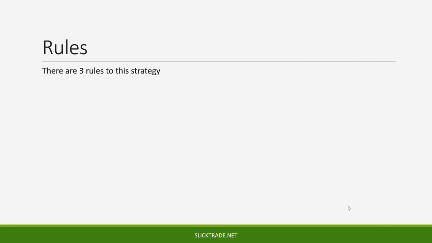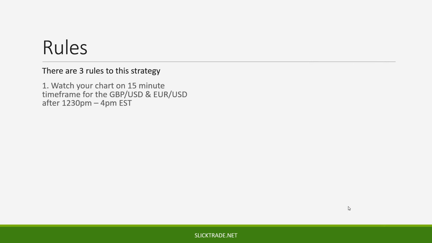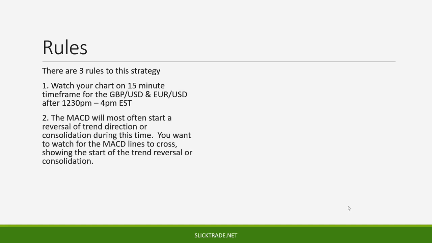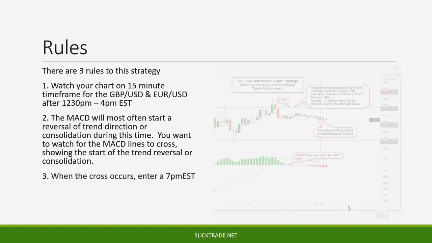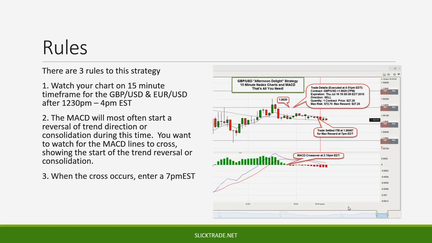The rules to this strategy are: 1. Watch your chart on the 15-minute time frame for the GU and EU after 12:30 p.m. to around 4 p.m. The MACD will most often start a reversal of trend direction or consolidation during this time. This is the afternoon volume. Not much is happening. You want to watch for the MACD lines to cross, showing the start of the trend reversal or the consolidation period.